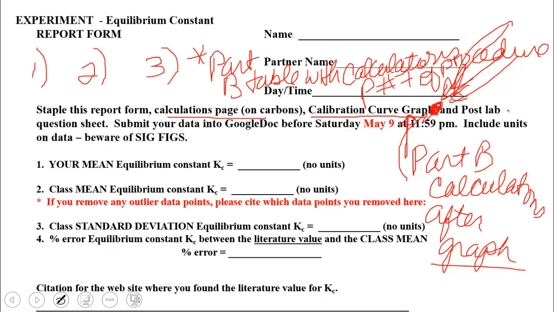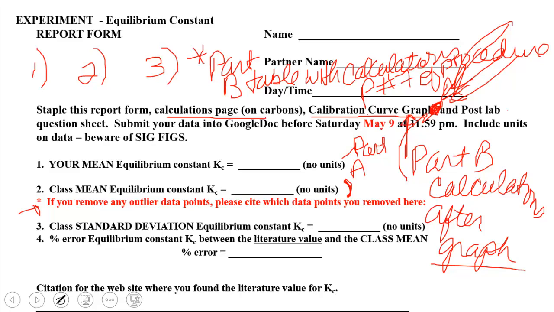cutoff. Now, here on the report sheet, make sure that you're including units on all your data and beware, of course, of significant digits. Now, you're going to be calculating your mean equilibrium constant, and this is for part A of part 2, for equation number 1. There are going to be no units on any of those equilibrium constant values. I also want the class mean. Now, I've given you some space on your report sheet.